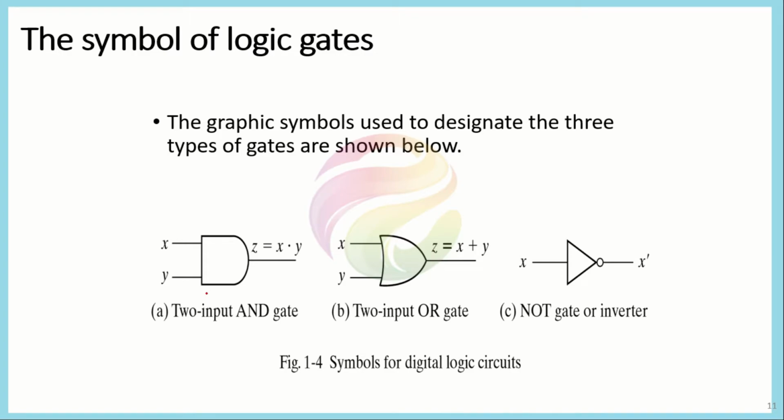These are the symbols that we will be using for the logic gates. This is the symbol of the AND gate, this is the symbol for the OR gate, and this is the symbol for the NOT gate. We will be utilizing these a lot in all of our future lectures, and these form the basis of our next lectures. So you should carefully remember all these symbols. This is for the AND operation, this is for the OR operation, and this is for the inverter or the NOT operation.